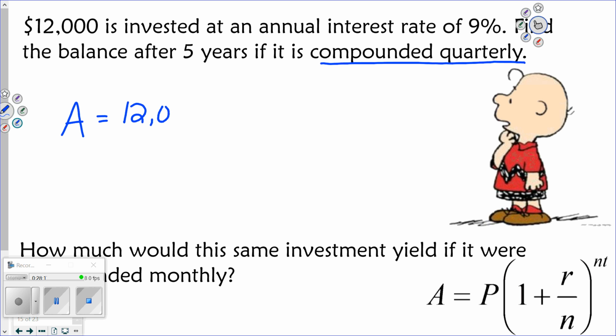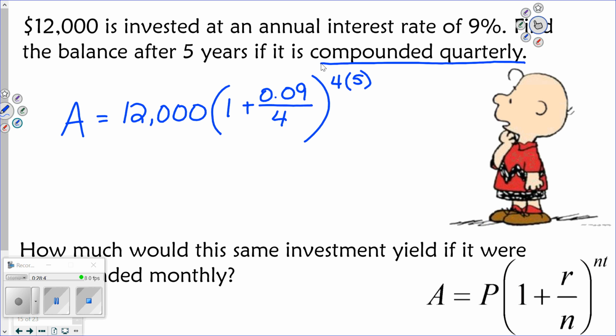12,000. That's how much I'm starting with. 1 plus 9% is written as 0.09 divided by n. How many times is it being compounded if it's quarterly? That is 4. Think of 4 quarters in a dollar, right? And then my exponent is nt. That means it's 4 times, how many years? 5.